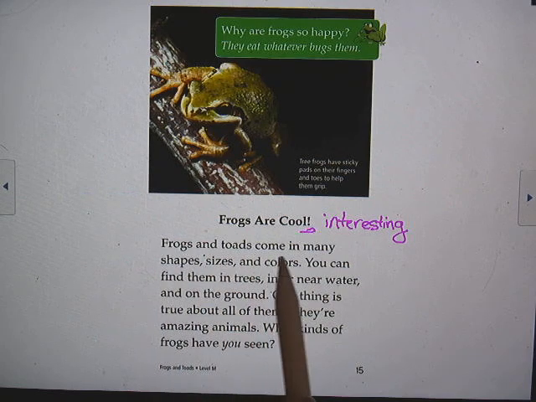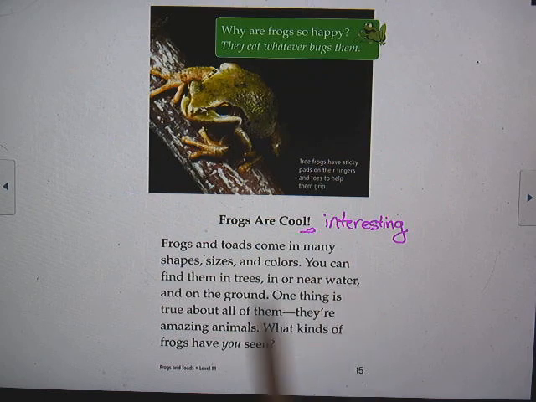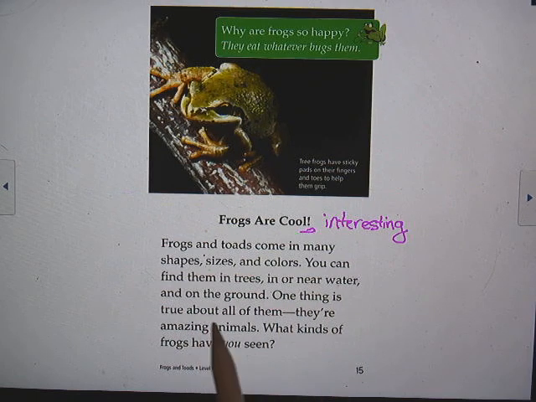Frogs and toads come in many shapes, sizes, and colors. You can find them in trees, in or near water, and on the ground. One thing is true about all of them. They're amazing animals. What kinds of frogs have you seen?